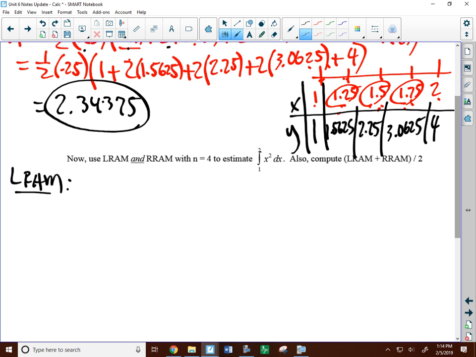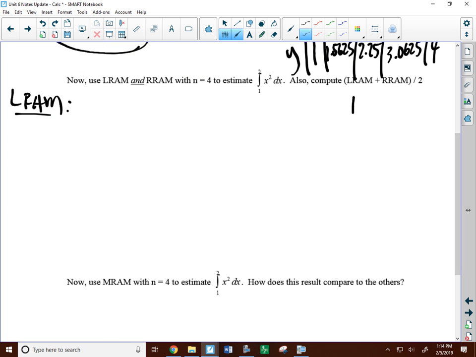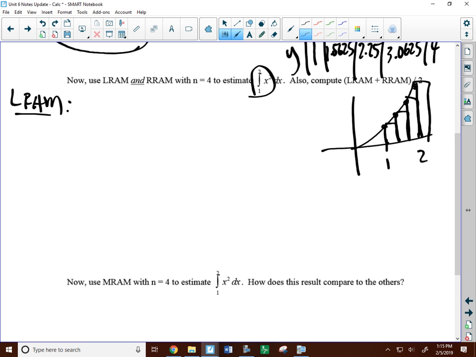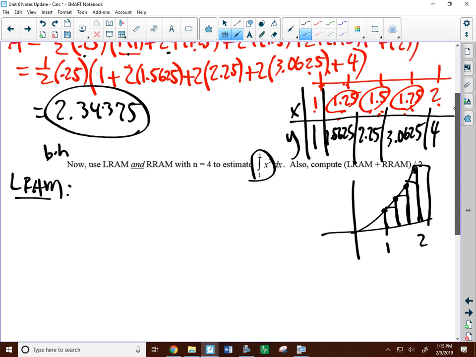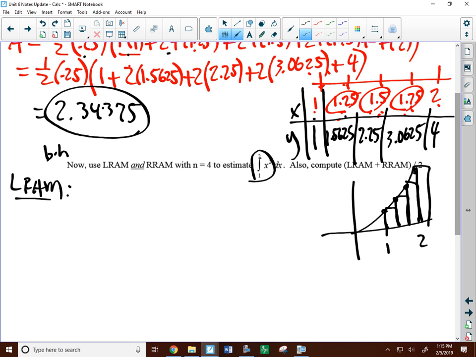All right, so we're back to rectangles. Let me just draw a little picture. So it's x squared. Here's 1 and 2. So now we're back to rectangles, and if we do left RAM, it's left endpoints. Okay, like that. And it does say n equals 4 still. So I just want to show you, we're still doing 1 to 2. Okay, left RAM. So we're back to base times height. All the bases are the same, and it's still 0.25. From 1 to 1.25, they're all 0.25. So I factor that out, and now I'm going to list all the heights of the rectangles. Again, I already have them all.